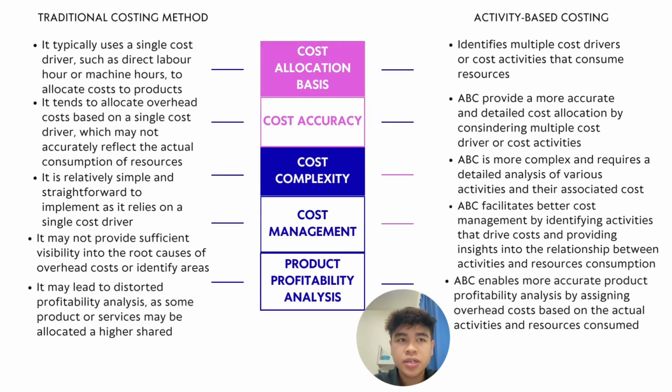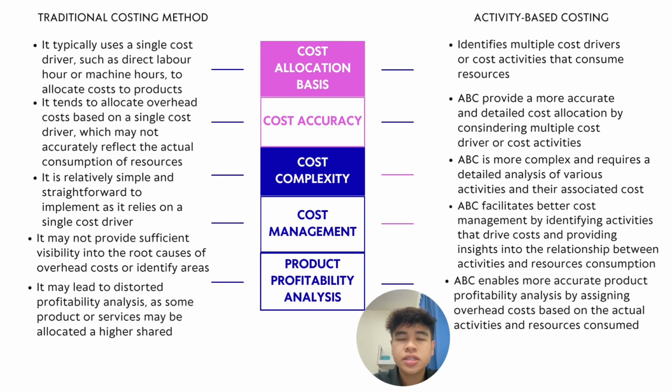In the traditional costing method, it typically uses a single cost driver such as direct labor hour or machine hour to allocate cost to product. In activity-based costing, it identifies multiple cost drivers or cost activities that consume resources. The second one is cost accuracy.